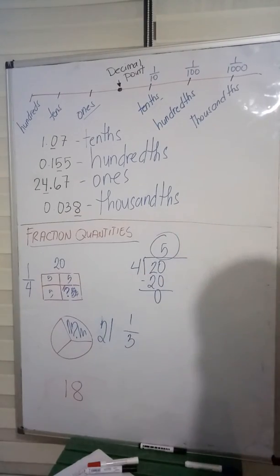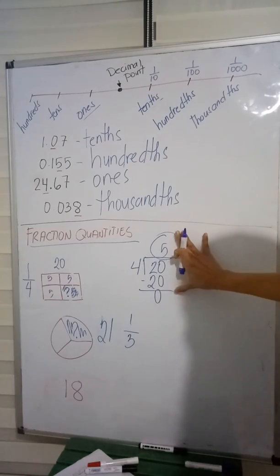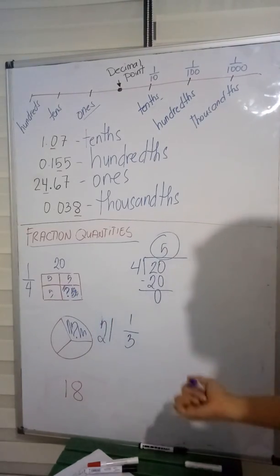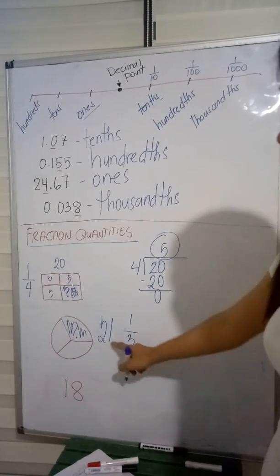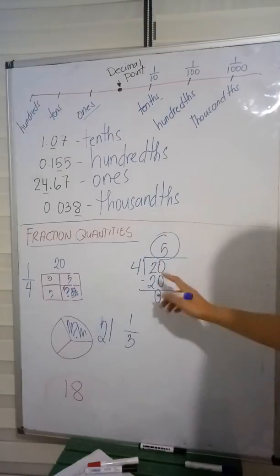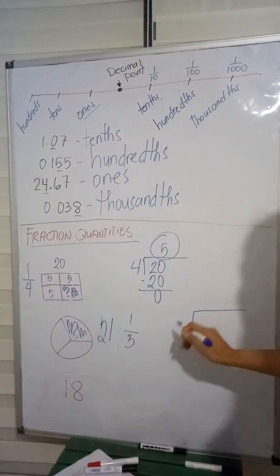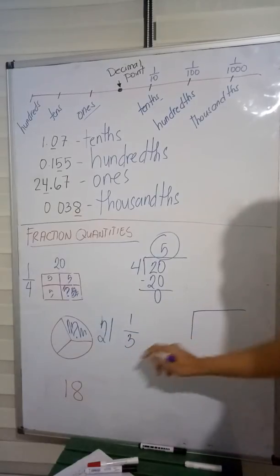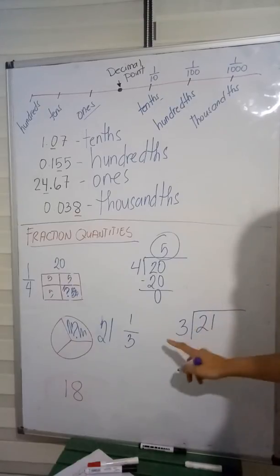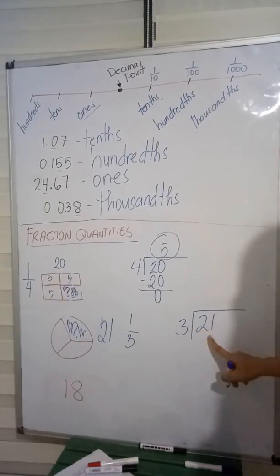Again, you can use your division. It's okay if you don't do this. If you memorize your multiplication table, you can just directly answer, but if you don't, then just do the normal division. So you just divide 21 by 3. Denominator is 3, so you put 3 outside and you put 21 inside. How many 3s are inside 21?